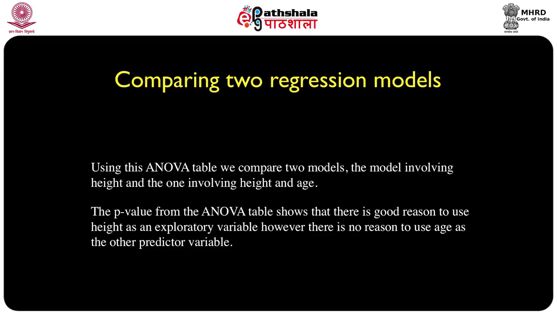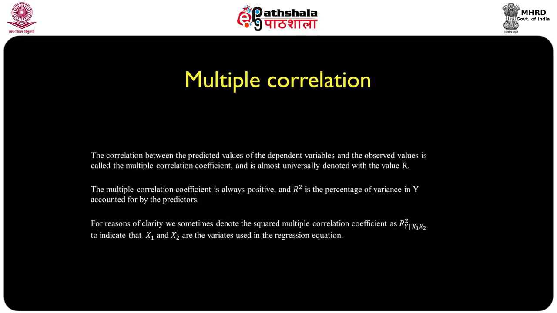After discussing the example of fitting a multiple linear regression model using the LM function in R, let me discuss two important concepts in context with multiple regression models. The first of which is multiple correlation. The correlation between the predicted values of the dependent variable y and the observed values is called the multiple correlation coefficient and is almost universally denoted with the letter R.